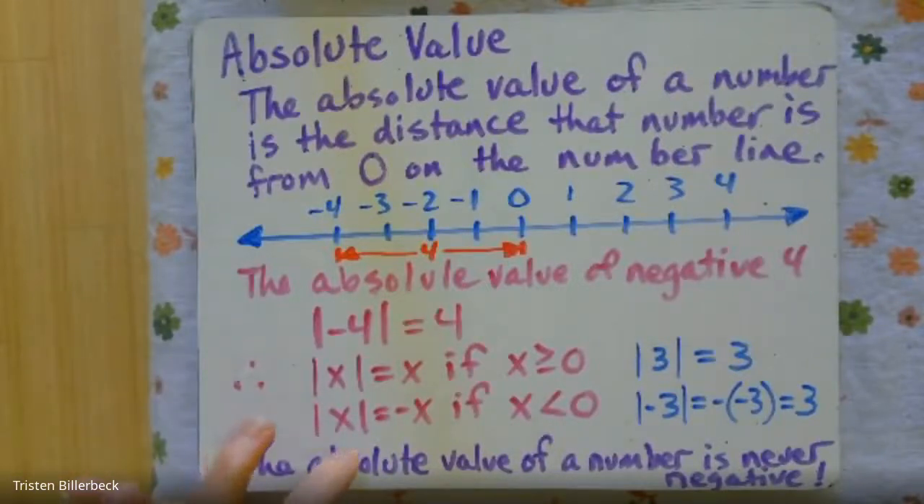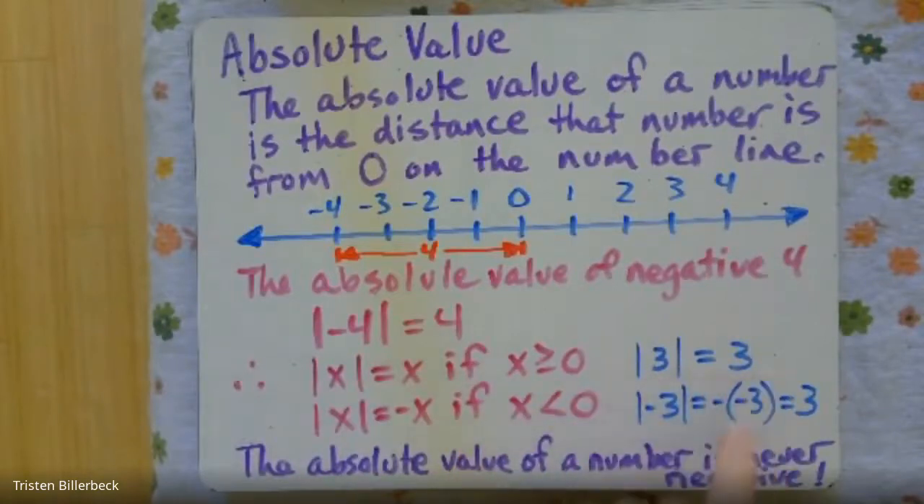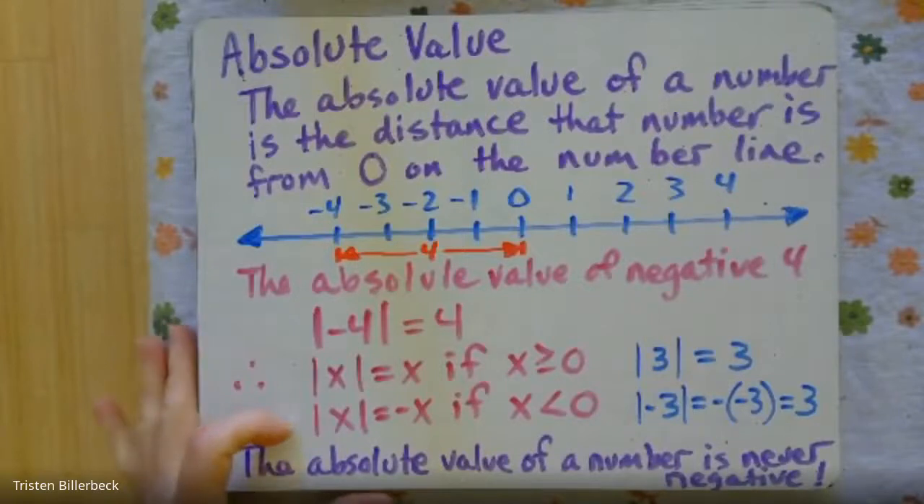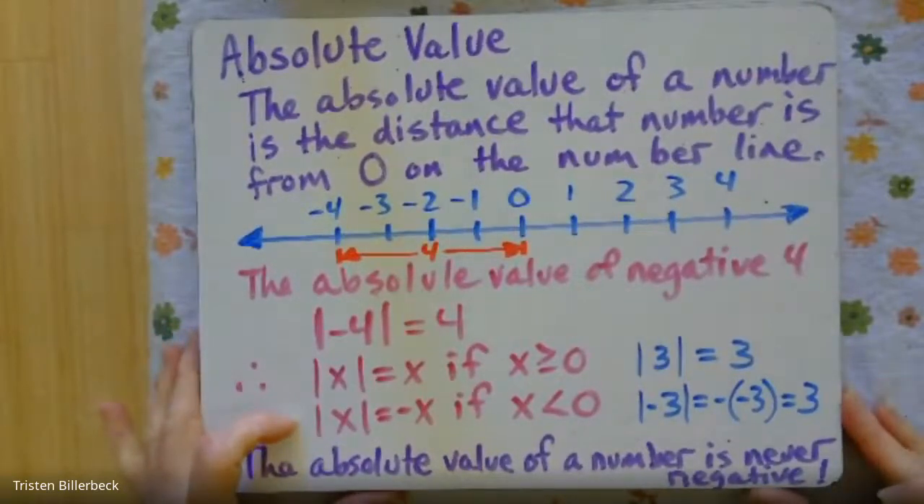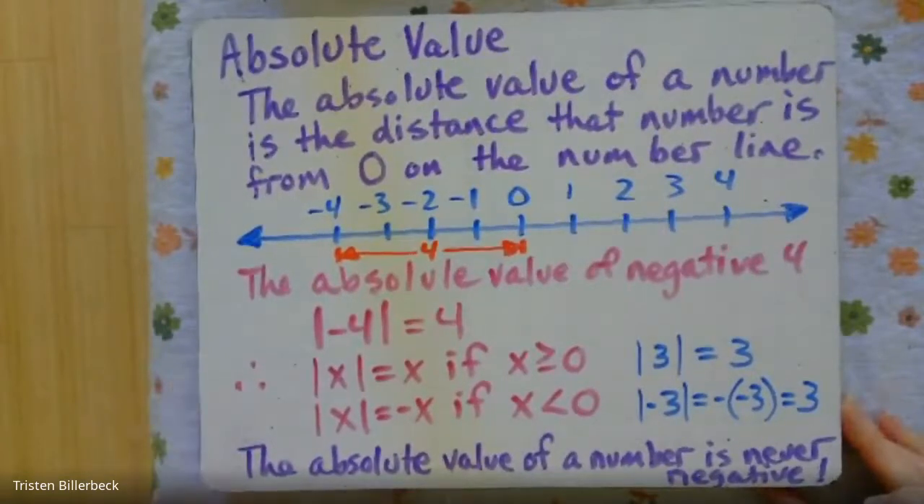But when would this happen? The absolute value of x equals negative x if x is less than 0. We see that the absolute value of 3 equals 3, but the absolute value of negative 3 is the negative of a negative 3, which is 3. So that's what this means, just in really algebraic terms. The absolute value of a number is never negative.